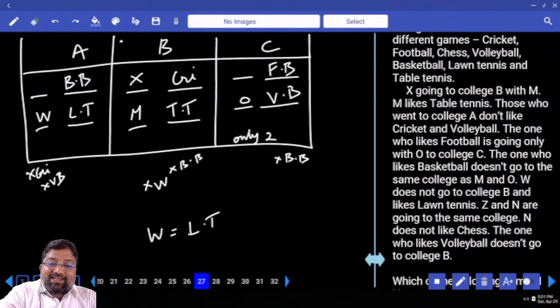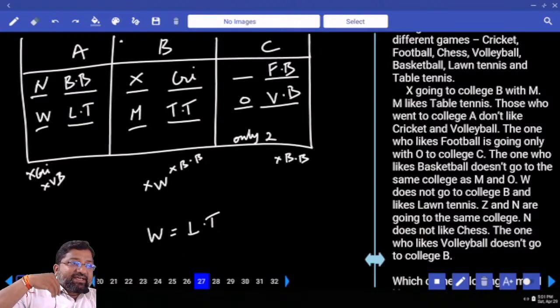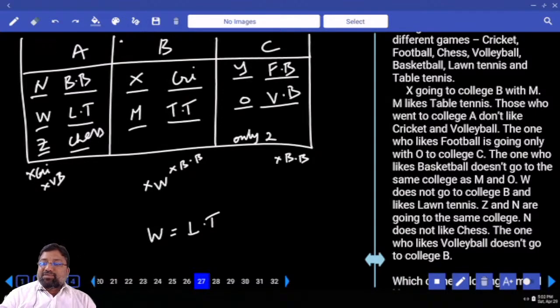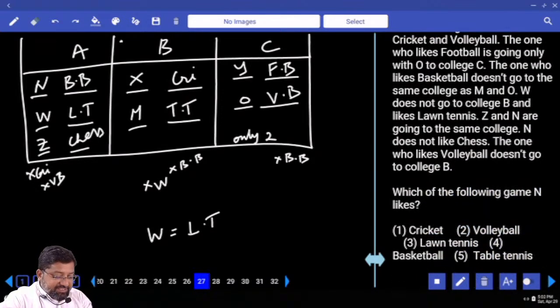Now Z and N are left. Which college should they go to? They have to go to college A. But it says N does not like chess. If N does not like chess, there is no other possibility. N has to like basketball. So this is Z who likes chess. And there's one person who is left out. Who is he? Y. Clear? And this was pretty easy.